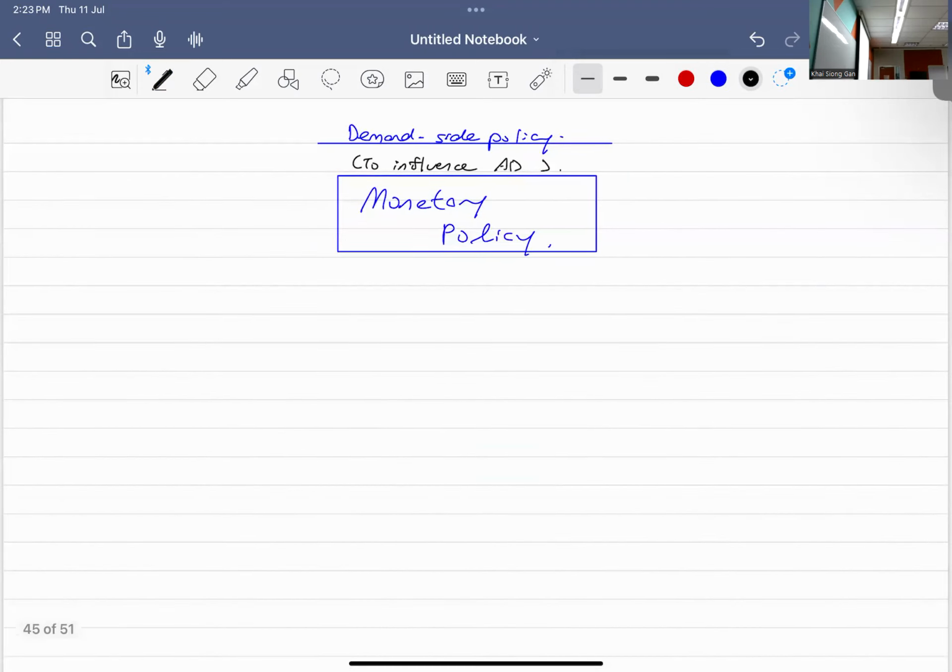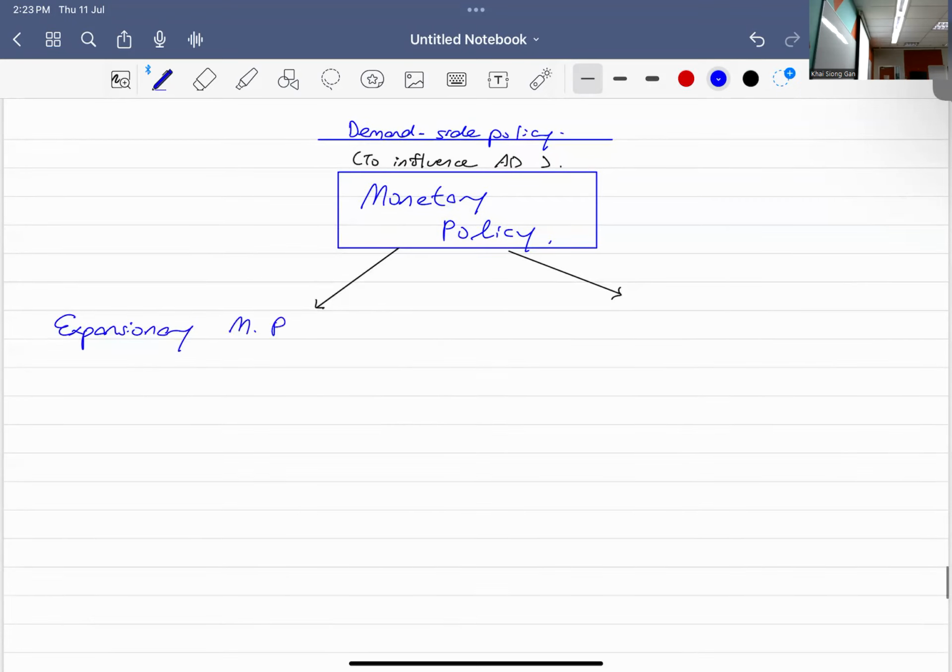When we talk about monetary policy, it can be divided into expansionary and contractionary monetary policy. First one here, there is expansionary monetary policy. The purpose of expansionary monetary policy is to boost the aggregate demand. For example, the country is currently in recession, the country is not doing good, people are very pessimistic with the economy, so that's when expansionary monetary policy will have to be implemented.